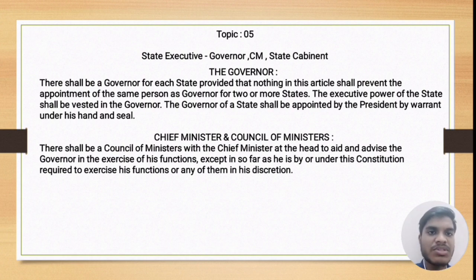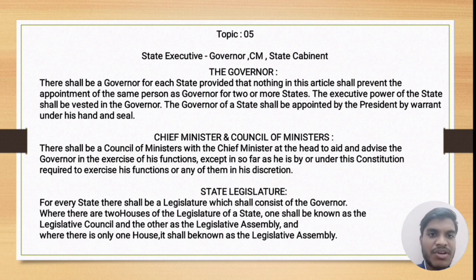Chief Minister and Council of Ministers. There shall be a Council of Ministers with the Chief Minister at the head to aid and advise the Governor in the exercise of his functions, except in so far as he is by or under this Constitution required to exercise his functions or any of them in his discretion.